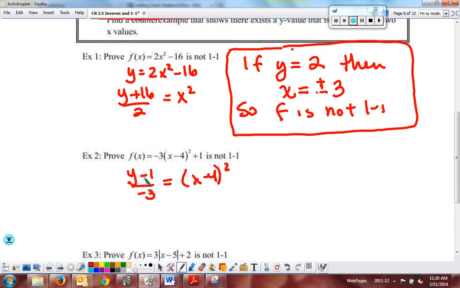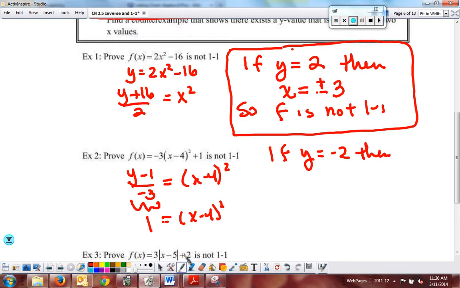Negative 2. Yeah, negative 2 minus 1 is... In your head, aren't you just basically going, hey, I want that to be something like 1, or 9, and then say what y value makes that happen. So if y equals negative 2, then what are the x values? Again, this is just my scratch work trying to figure out my x values. What do I get? 4 plus or minus square root of 1, which is 1, which would give me 5 or 3. Then x equals 5 or x equals 3. Therefore, f is not 1 to 1.